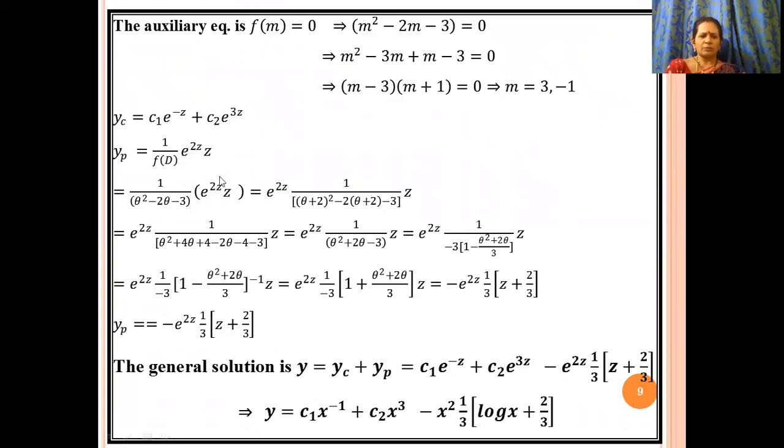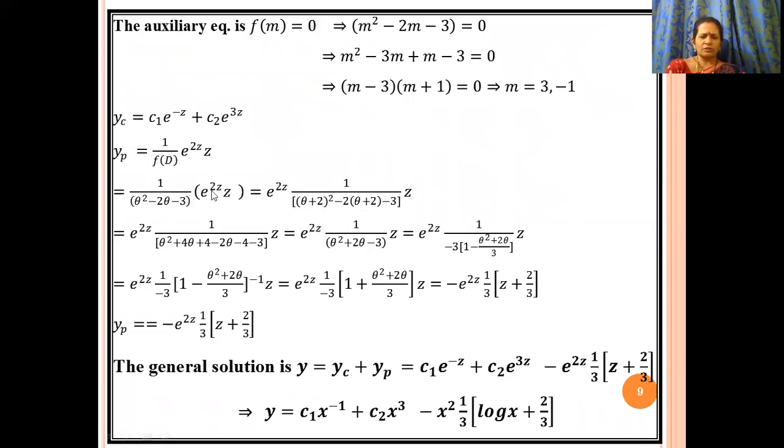After writing the complementary function, then write down the particular integral. This is a particular integral. Then after getting the particular integral, write down the particular integral. Like this, another type. Here we need to add 2. This is in the form of e power a z into 2 into z.